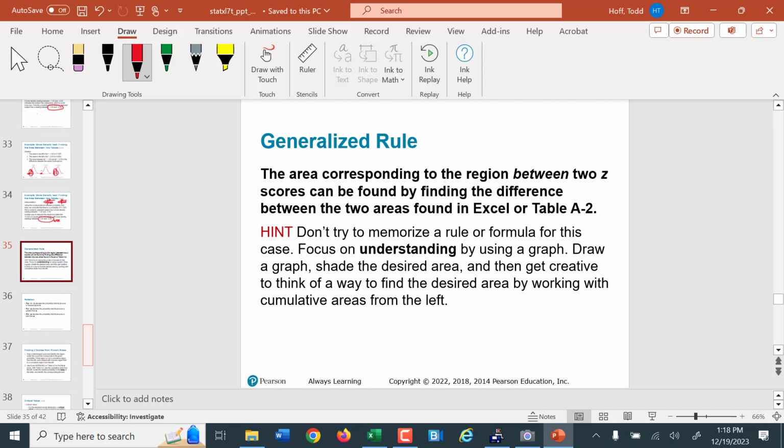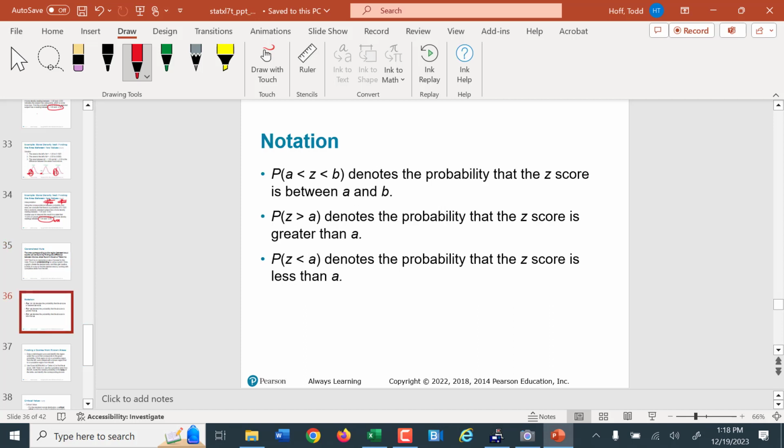And so the area corresponding to the region between two z-scores is found by doing that subtraction. You find the probability of being less than both of the values and subtract them to get the area between those values, to get that probability.